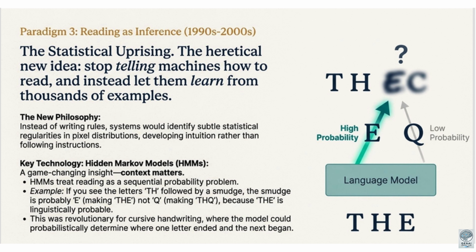Machines start learning patterns, stop giving rules. Let machines learn from examples. OCR shifted from logic to data-driven learning. OCR identified statistical patterns in pixel distributions. Machines learned what typical letters look like.